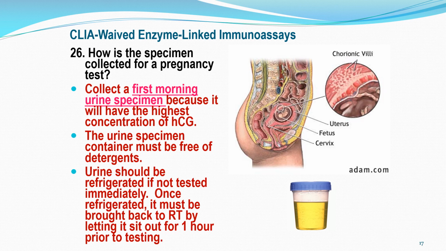So how do we collect that specimen to do a pregnancy test? In a perfect scenario, right, the best scenario, you collect a first morning urine, because as we've discussed before, it will be the most concentrated and have the highest level of HCG. The urine specimen container must be free of detergent. Urine should be refrigerated if it's not tested immediately, and once refrigerated, it must be brought back to room temperature by letting it sit out for 1 hour prior to testing.